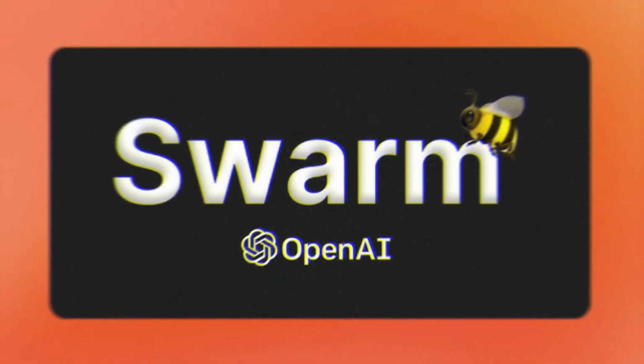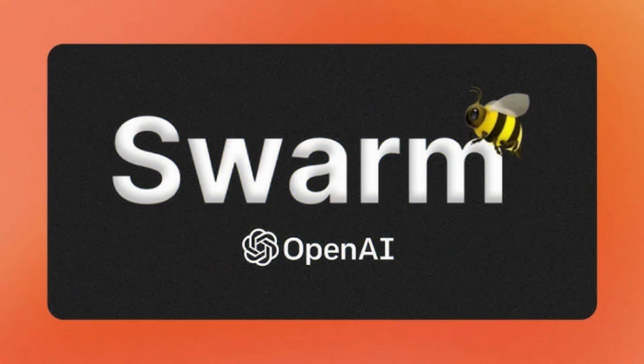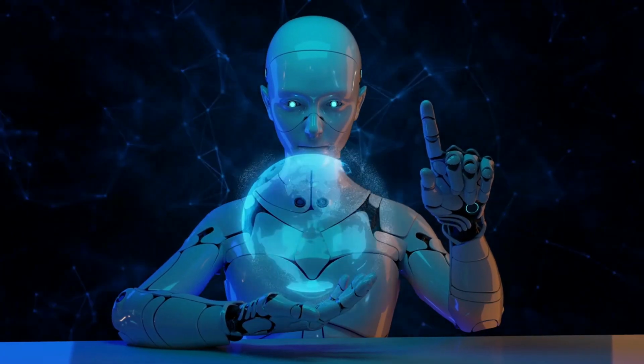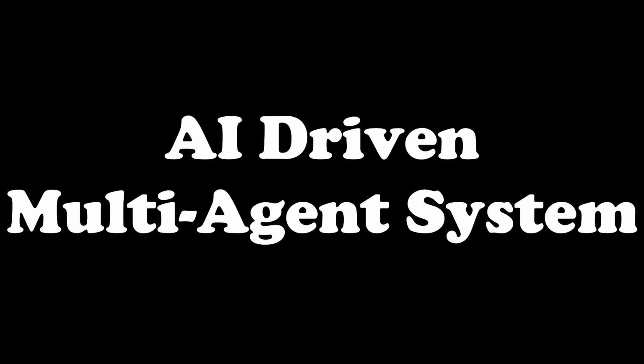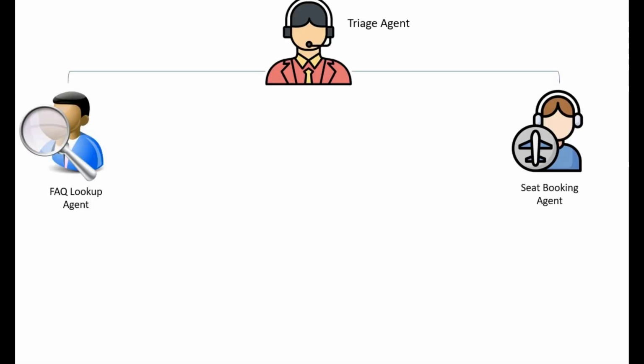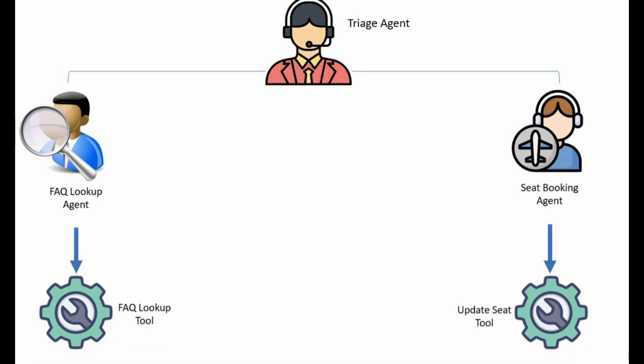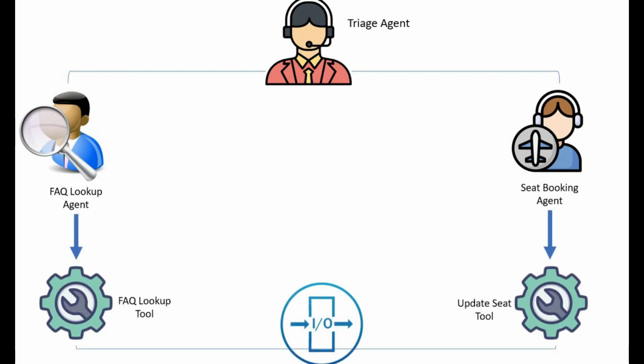Previously, OpenAI Swarm was the AI agent framework provided by OpenAI, but recently they have released a new one called the OpenAI Agents SDK. And in this video, we are going to create an AI-driven multi-agent system for an airline's customer support, in which we are going to categorize and process the customer inquiries by delegating them to the specialized agents.